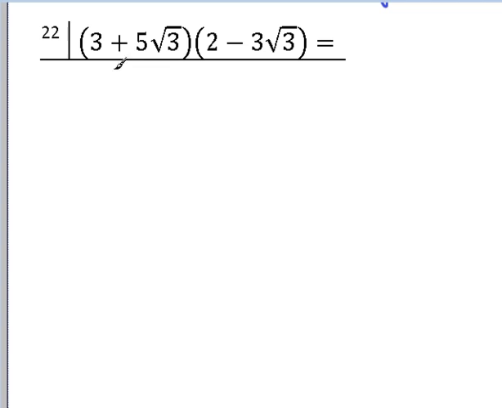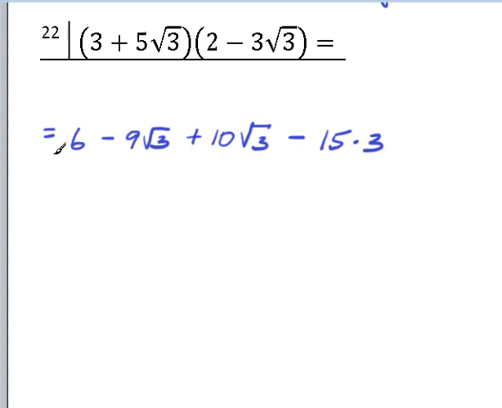In 22, we're multiplying two radical expressions. All right, start with 3 times 2. The first times the first, that's 6. And now the outer product, that's minus 9 square root 3. The inner product is plus 10 square root 3. And the last, here we have minus 15 times root 3, that's 3. So here we have a 6. This is 6 minus 45, so that's a minus 39. And here we have minus 9 plus 10, so that's plus 1 root 3.